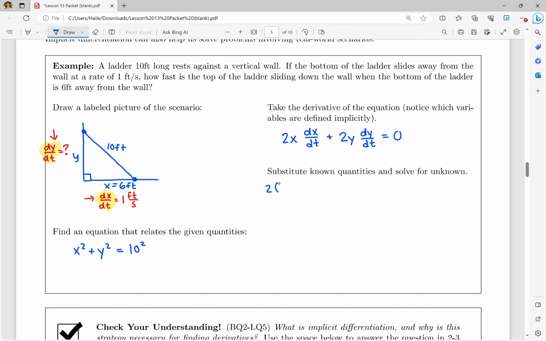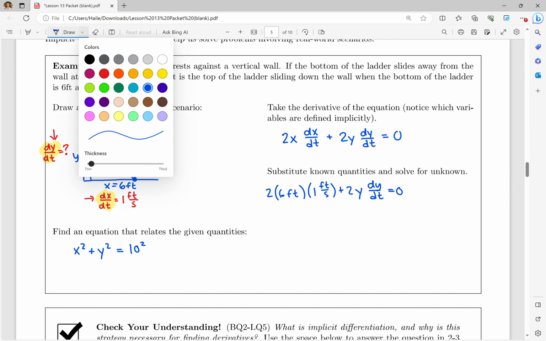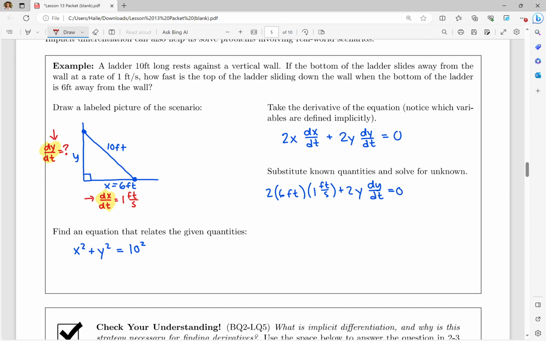and let me go back and do that with units. So we have 2 times 6 feet times 1 foot per second plus 2 times y times dy dt is equal to 0. Okay, so what you might notice in this equation is we still don't know y, so we need to figure out what y is.